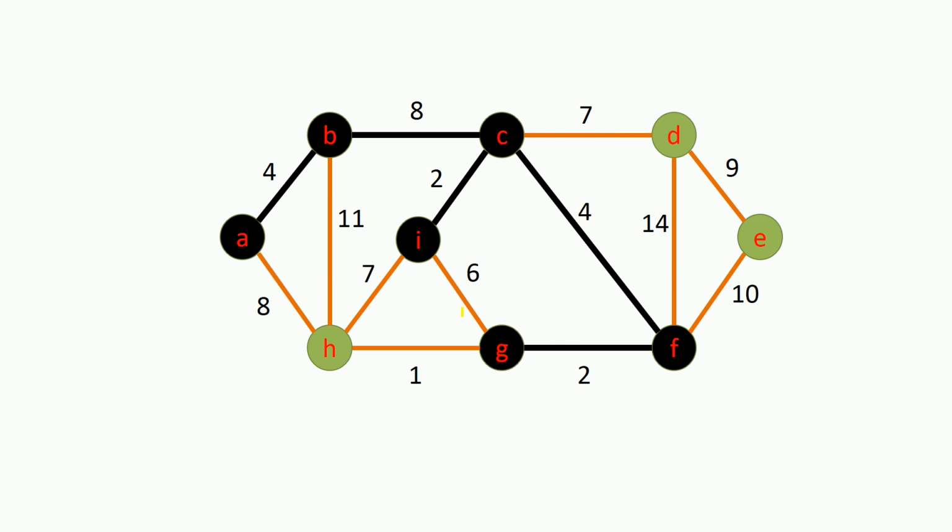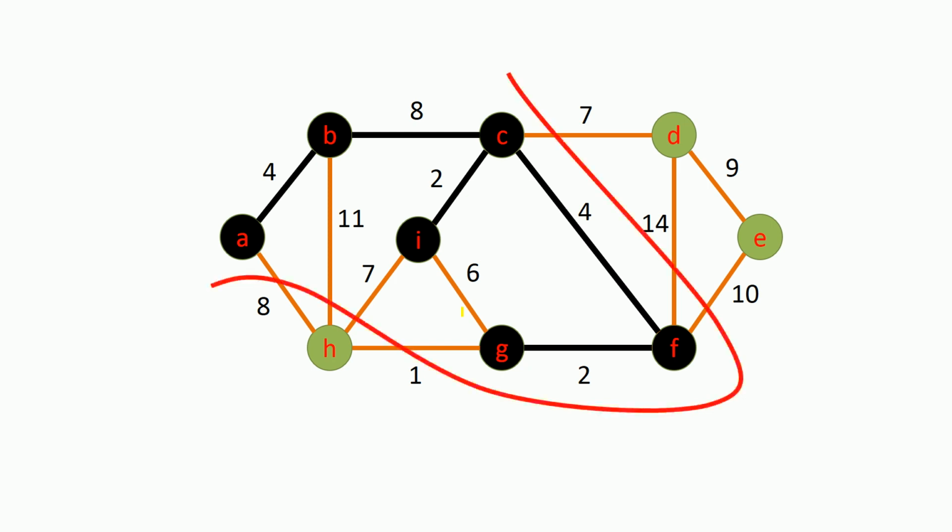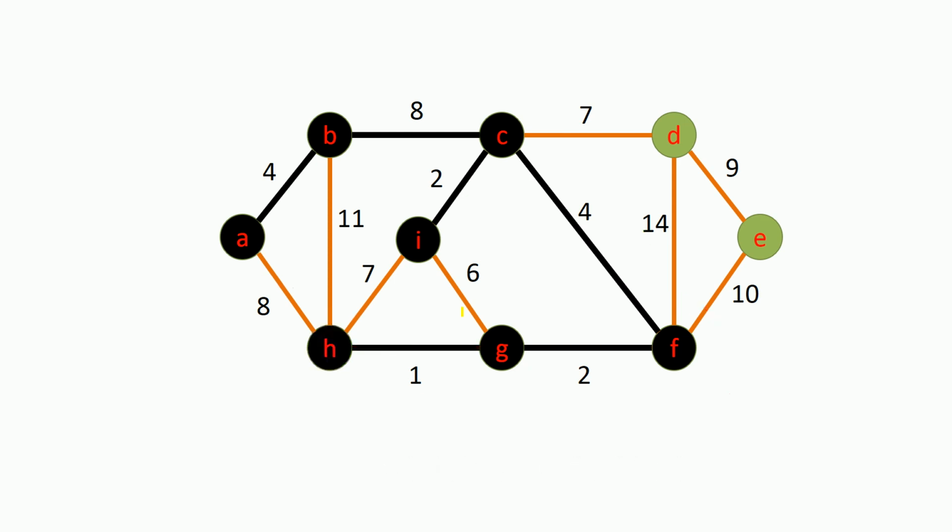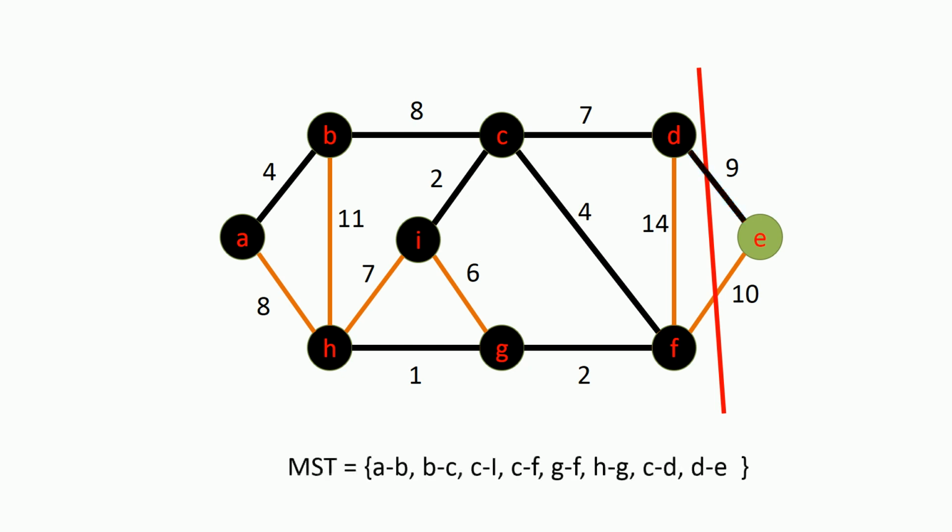In the same way, we can pick a cut for the 6th iteration in this way. The light edge for this cut is the edge between H and G vertices, so we are going to add that edge to our MST list as well. For the 7th iteration, our cut will look like this. So we are going to add the light edge, the edge between C and D vertices, to our MST list as well. For the 8th iteration, our cut will look like this, and the light edge for this cut is the edge between D and E vertices, so we are going to add that edge to our MST list as well.